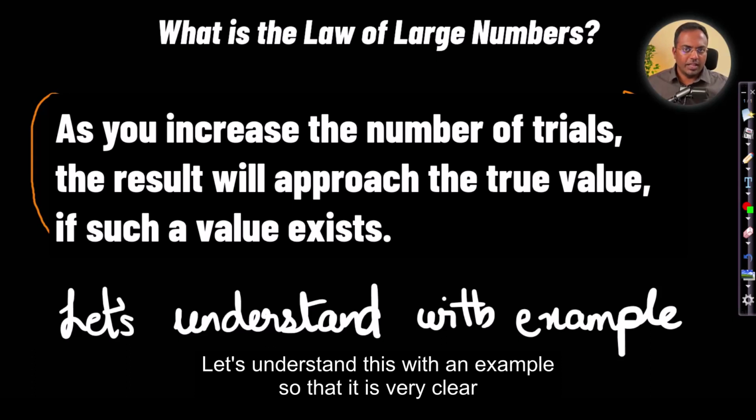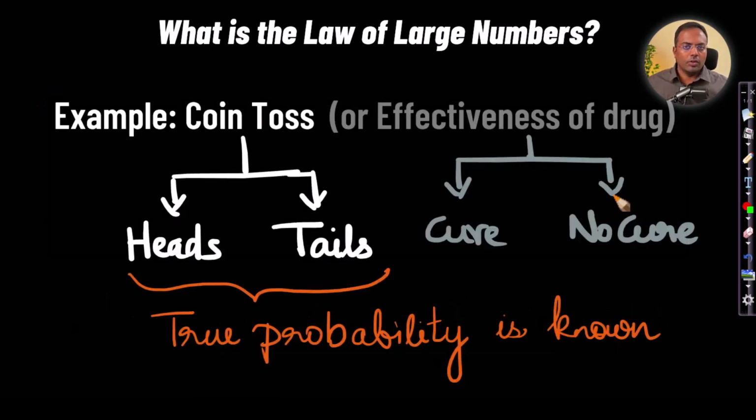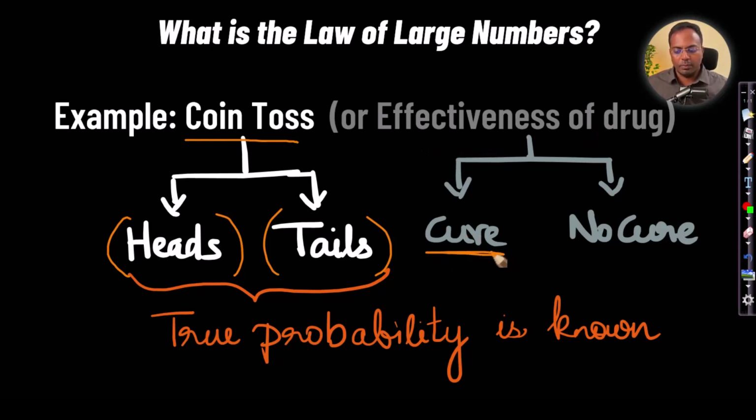Let's understand this with an example so that it is very clear. Usually when explaining this, we take a very simple example, the coin toss. The reason is that if you toss a coin, it will come up as either heads or tails. You can also take a practical example, such as finding the effectiveness of a drug. If you are giving a drug to a patient, it might cure the patient or not cure the patient. But the problem with this kind of example is that we don't know the true probability of the effectiveness of the drug. But according to the law of large numbers, there exists a true probability.